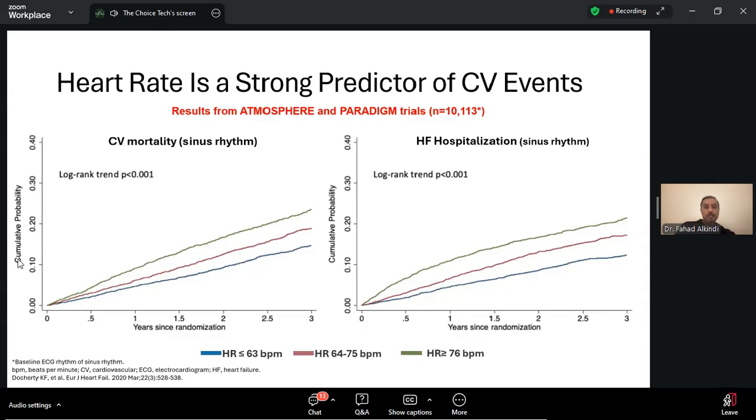And according to many studies, like the ATMOSPHERE study and the PARADIGM trial, it has clearly shown that heart rate is not just a vital sign that we regularly do. Actually, it's a risk factor which we have to control very well, because it's a very strong predictor of cardiovascular events. The lower the heart rate you get the patient to, the lower the cardiovascular events. So according to the guidelines, the recommendation is to get the heart rate below 70.